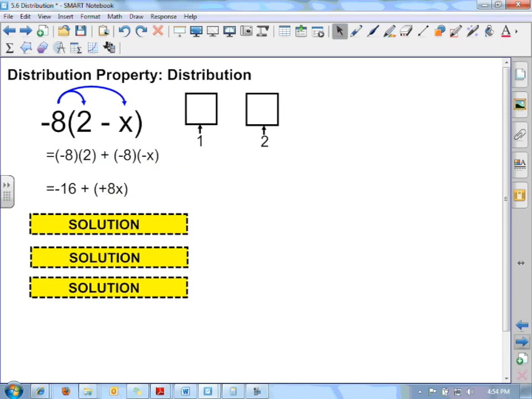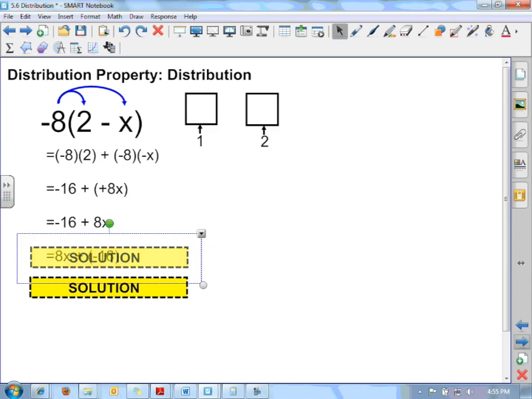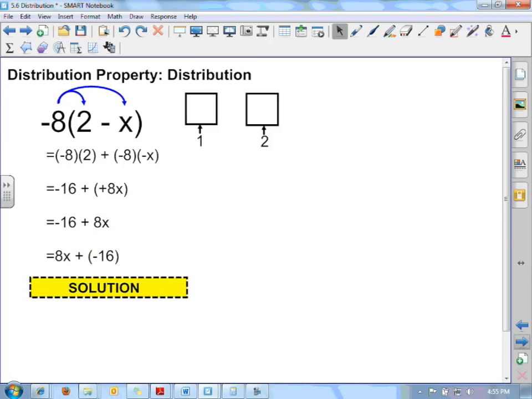And we don't like keeping double positives. We combine the integers, the signs. So we get -16 plus 8x. And if you recall from last day, whenever we're presenting a solution to an expression, always the greater degree goes first. So we have 8x plus -16, and then we don't like writing it as 8x plus -16. We just simply write it as 8x minus 16.